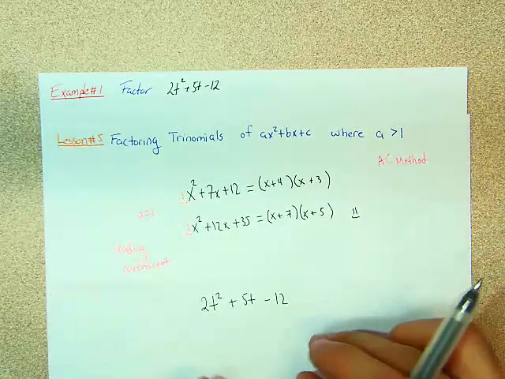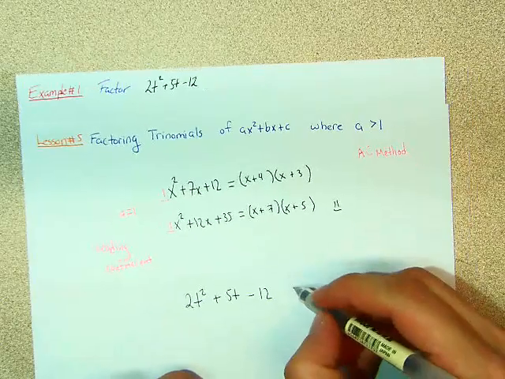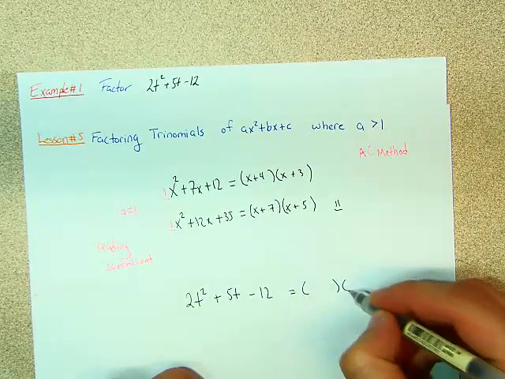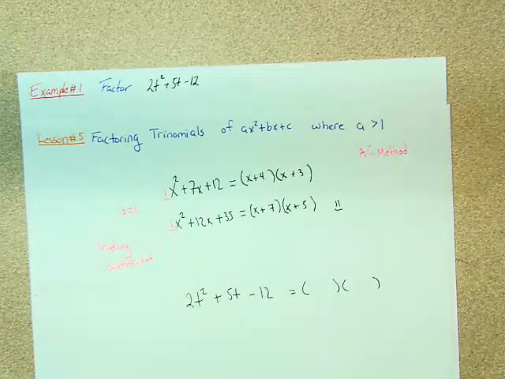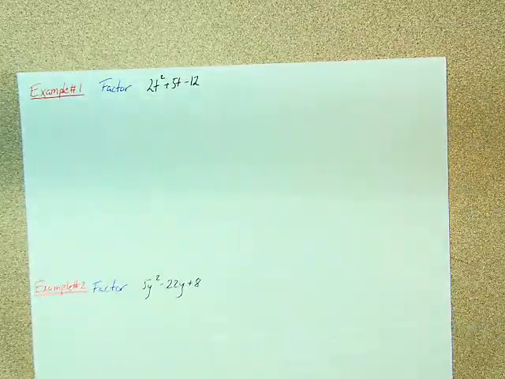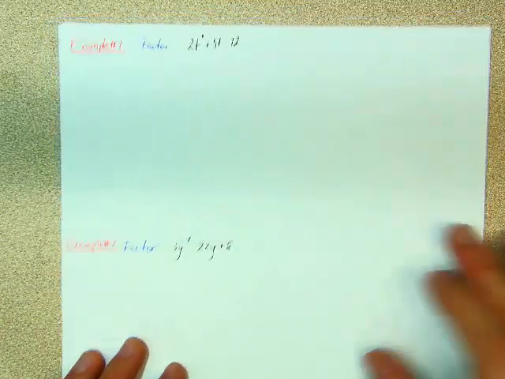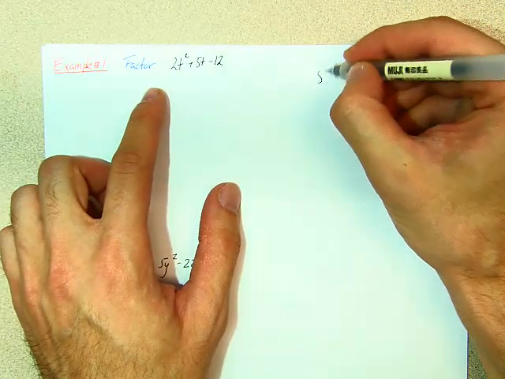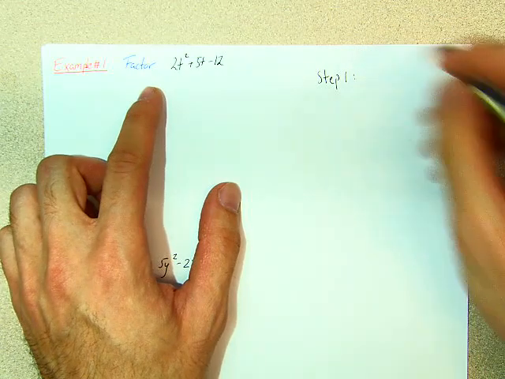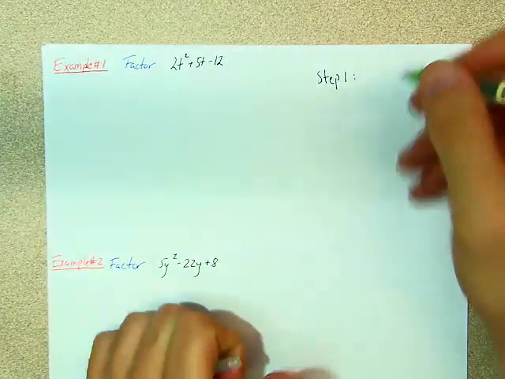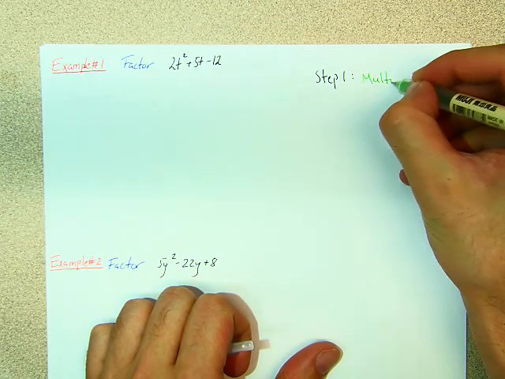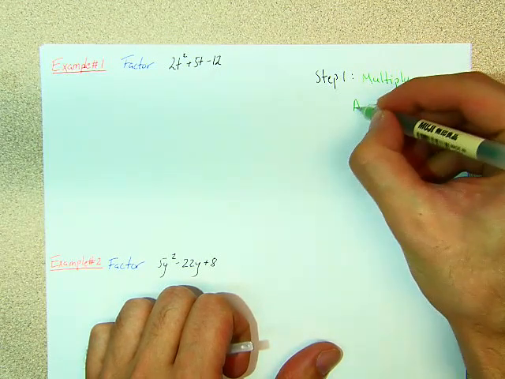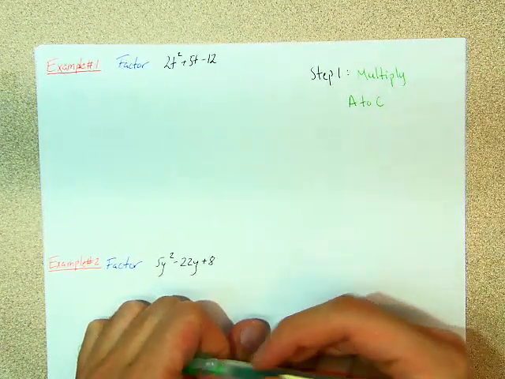There's a way to actually solve this so you can get it into two binomials. So that's what we'll do. Let's do that first example. We'll do 3 examples, and you'll see all the steps that are needed. So step number 1, I'll write it over here, step 1. You're going to multiply A to C. Give me a second, let me write this down.